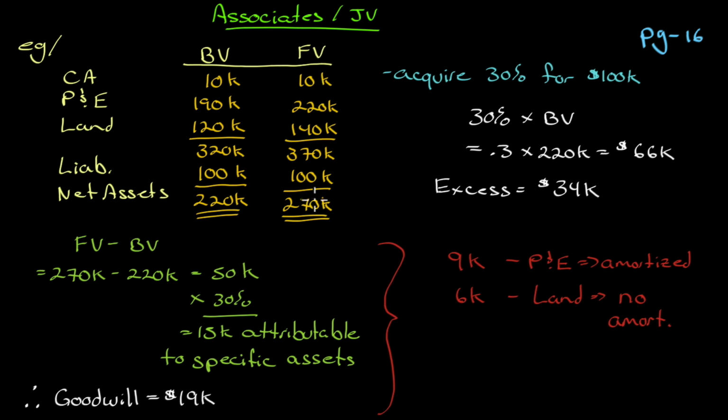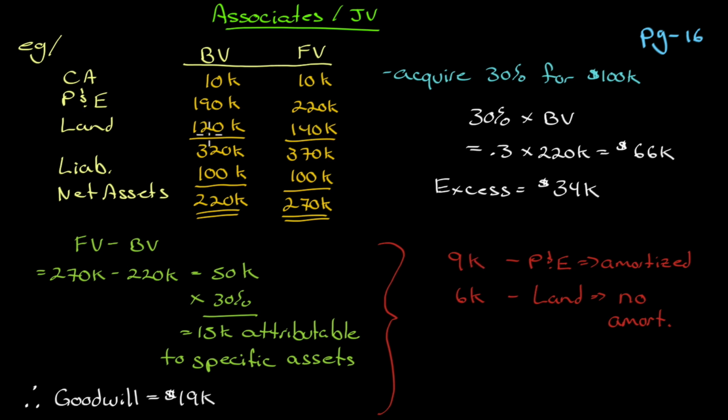Well, let's compare it to fair value. Our fair value of our net assets is $270,000. So 270 minus 220 is 50,000. So we should be able to trace through 50,000 times the 30% that we have. So $15,000 is attributable to specific assets. How are they attributable? Well, let's have a look. Current assets 10 and 10, nothing there. Plant and equipment 190 to 220, so 30,000 we can find there. Of that 30,000, that's 30,000 of the 50, we get 30% of that, so 9,000 we can trace to property and equipment. That will be amortized. Whatever useful life it has, we will amortize it.